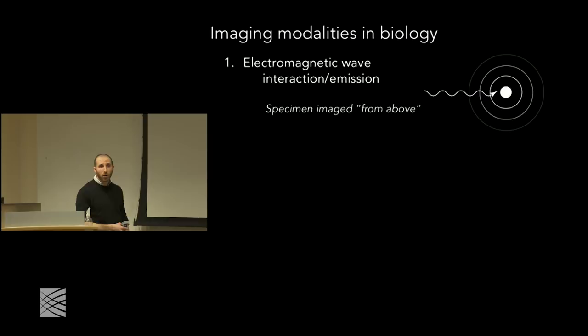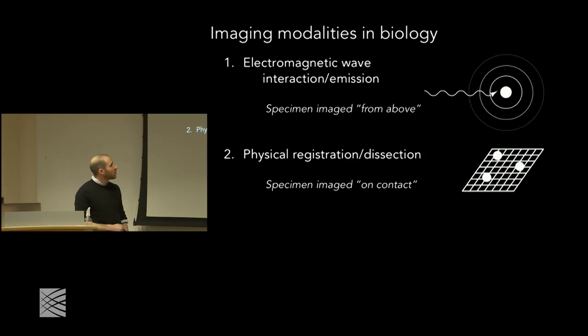And there we're using information about the way in which waves either interact with or are emitted by matter to interrogate the underlying structure of matter. The second way of imaging within biology, we could basically call imaging on contact.